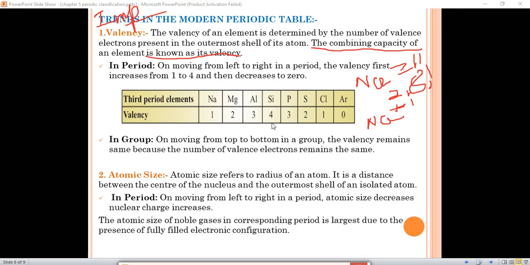So first it will increase. Okay, then again it will decrease. For the metals it will increase. Sodium to silicon, what we have are the metals, and from phosphorus to argon what we have? The non-metals. So it will decrease.